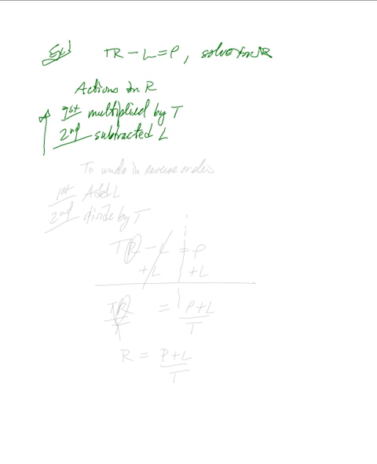Now remember, we want to undo this in reverse order. So we want to go in reverse order, which means the first thing we're going to undo is the subtraction. So to undo, in reverse order, first we're going to add L, and then second we're going to divide by T because we had multiplied by T.